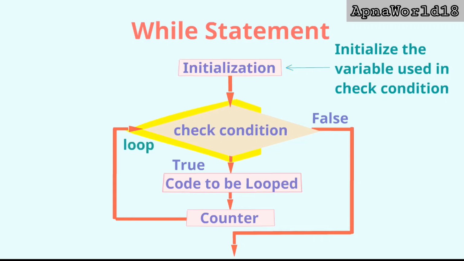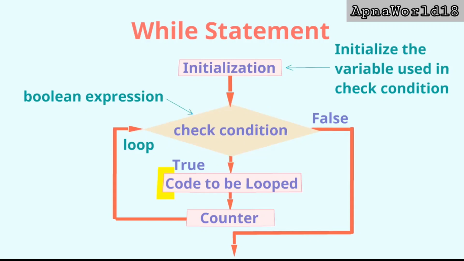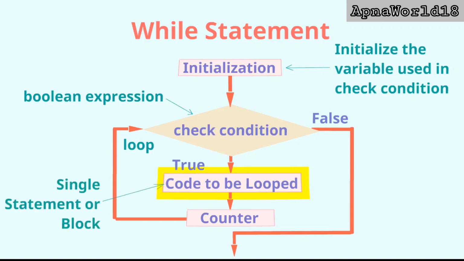Then is the loop condition, which must be a Boolean expression. If it is true, then only do you enter the loop. Next is your block of code, which needs to be looped. You can either have a single statement or a block within the while loop. The third, very important component is the counter change statement, which needs to be within your while block.